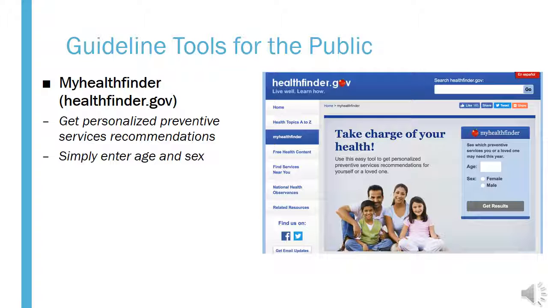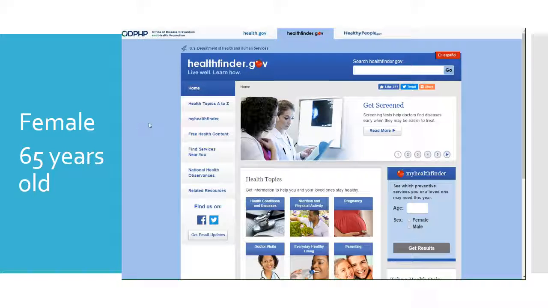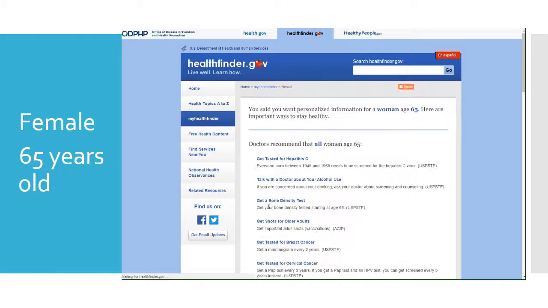So here is one example of a guideline tool available online for the public. Anyone can navigate to the My Health Finder website to find out which preventative services are recommended for them based on the guidelines developed by the U.S. Task Force. Here we've navigated to healthfinder.gov, and as you can see on the right-hand side, there's the ability to go in and check which preventive services you or a loved one may need this year. So as an example, let's put in someone's age and sex and see what's recommended. So if a woman is 65 years of age, let's see what she needs.